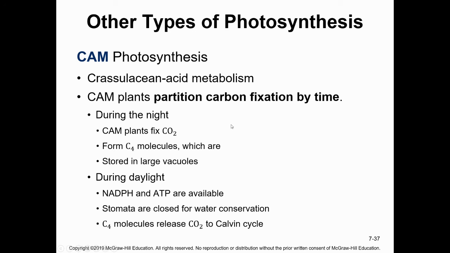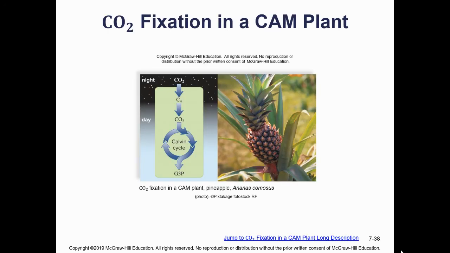Crassulacean acid metabolism. CAM plants are going to partition that carbon fixation by time. So they're going to fix carbon dioxide at night to form that 4-carbon molecule. Then they store that 4-carbon molecule and wait until daytime when the light reactions are going on to continue the Calvin cycle. So C4 plants are going to partition carbon fixation by location in the plant, in the leaf. CAM photosynthesis, my cactus, are going to partition the process of carbon fixation by time, day and night. All right, and that is it for photosynthesis.